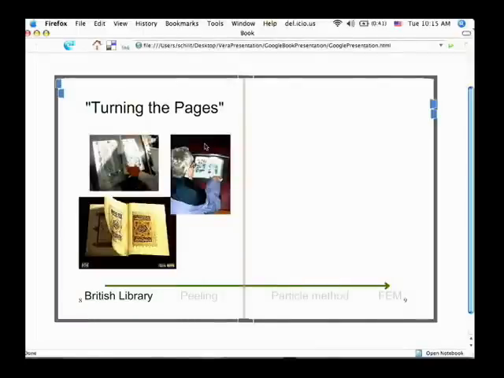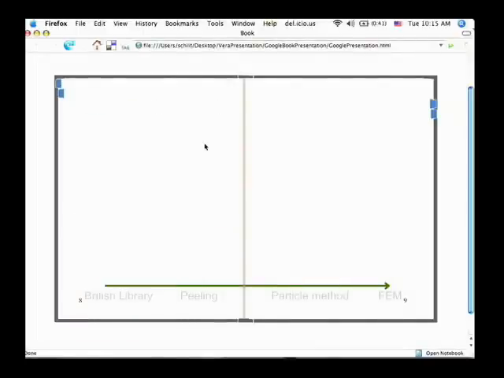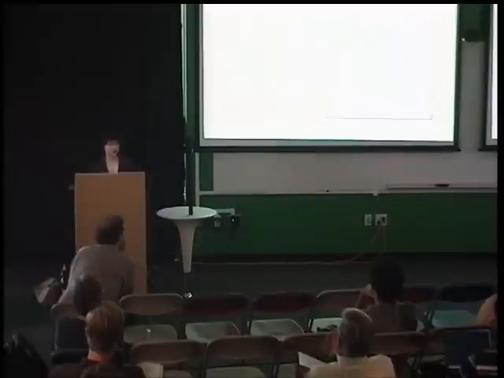Okay. So for this talk, I'm going to explain about three page turning techniques that I have investigated and implemented during 6 months of my PhD project: the peeling method, particle method, and the finite element method. But before I start explaining about the page turning models that I implemented, I will explain about the British Library Turning the Pages project, because this is the project that inspired me to actually find my own page turning techniques.